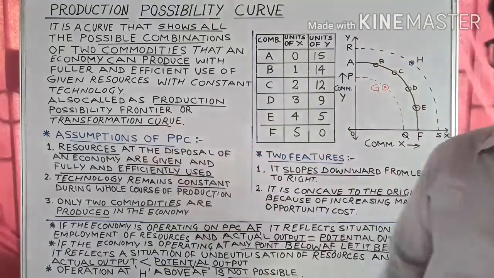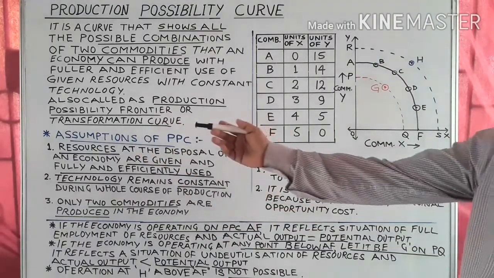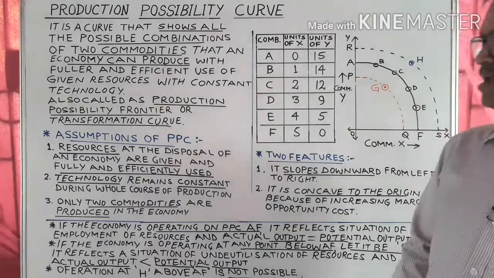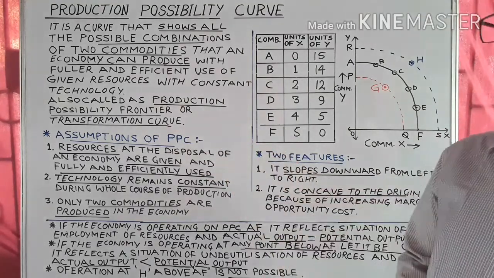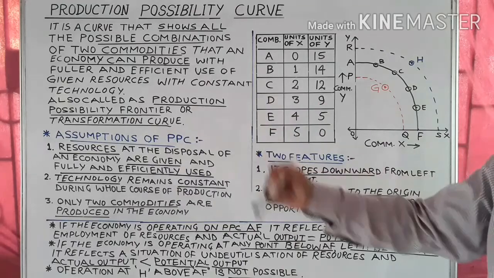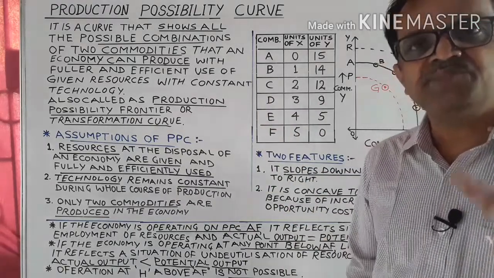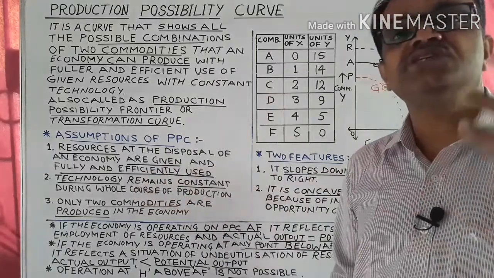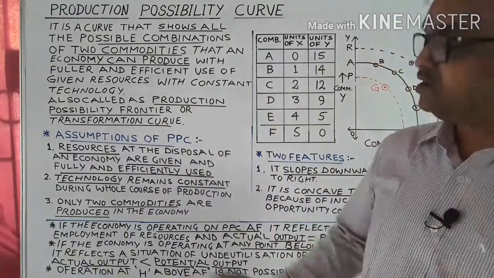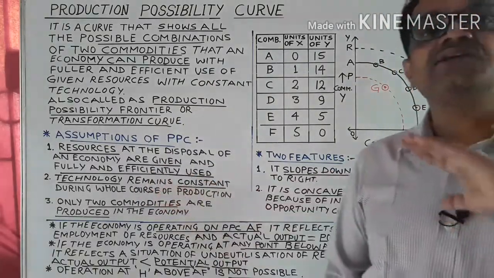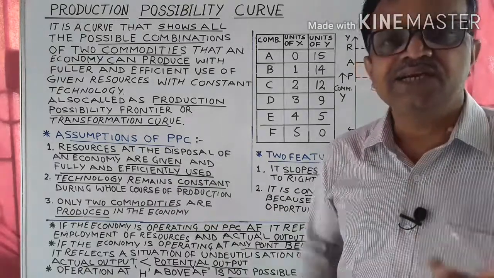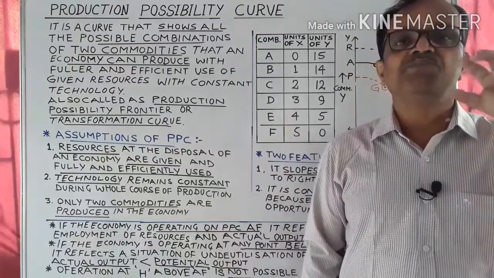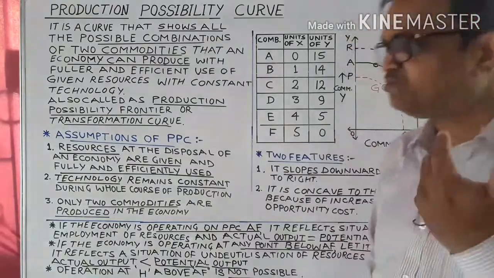Number one, the first assumption is that the resources at the disposal of an economy are given and fully and efficiently used. It simply means that there is full employment of resources in the economy and all these resources are efficiently used, that is, used at their maximum potential capacity to produce the maximum output.